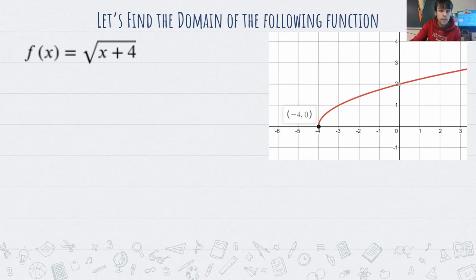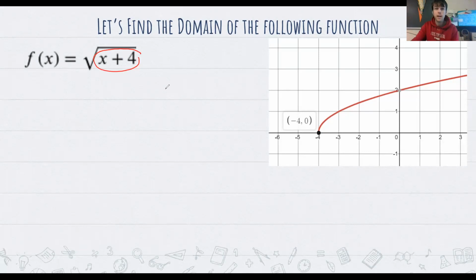So we know that this will only be defined so long as whatever's inside of the square root is 0 or a positive value. So if it's greater than or equal to 0, right? That is the algebraic way to go about this. Solve this inequality. That's your domain.